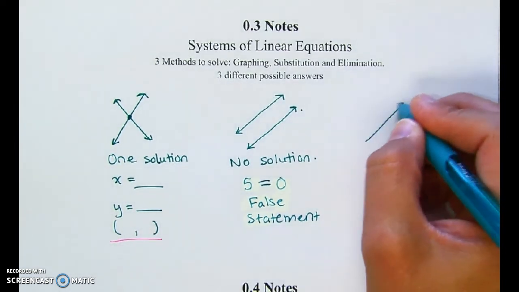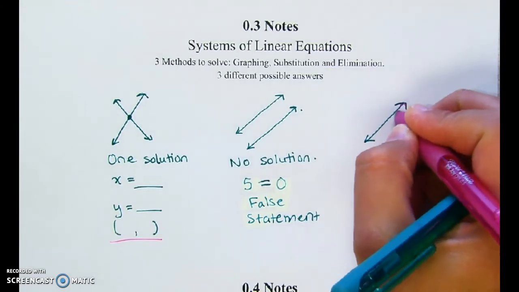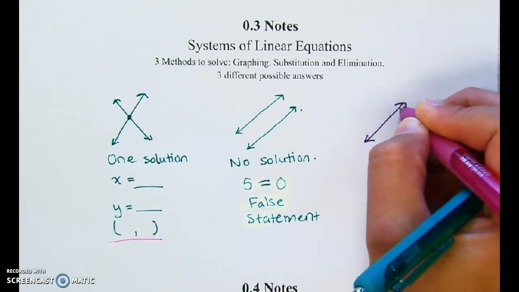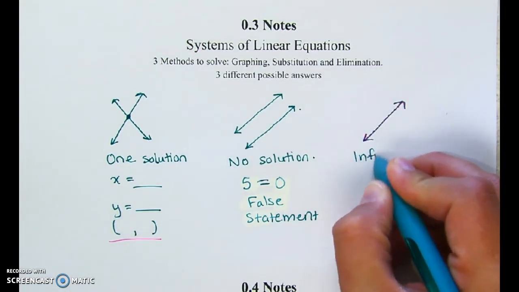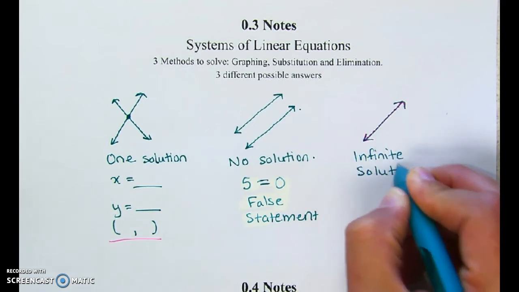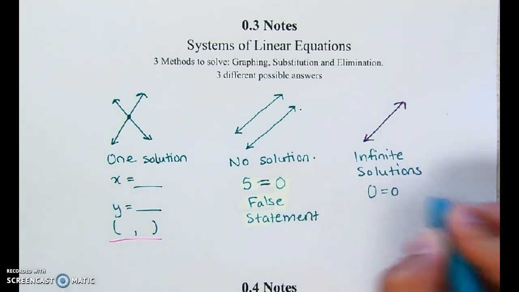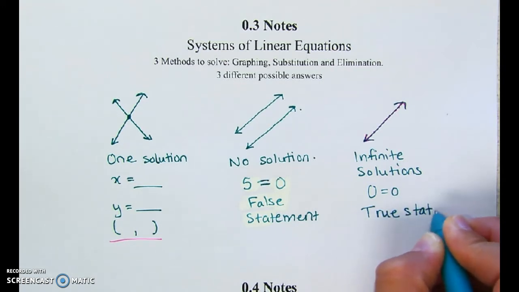What if you have a line on top of a line? Whoa, and it ends up being the same line. Well, if they're on top of each other, how many points do they intersect? They intersect infinitely many times. So there are infinite solutions. And what would that look like on your paper? That would be if you got a true statement, like all the x's and y's go away and you get a true statement.